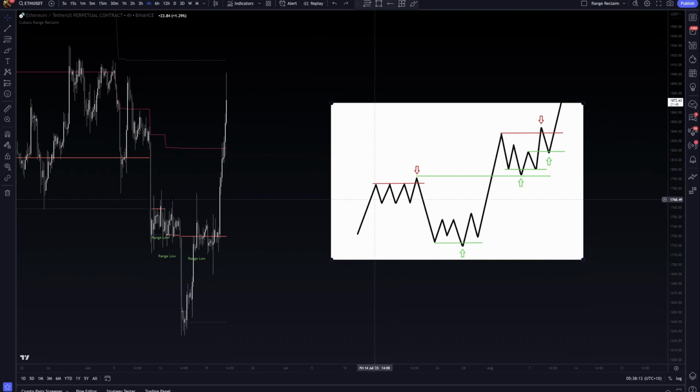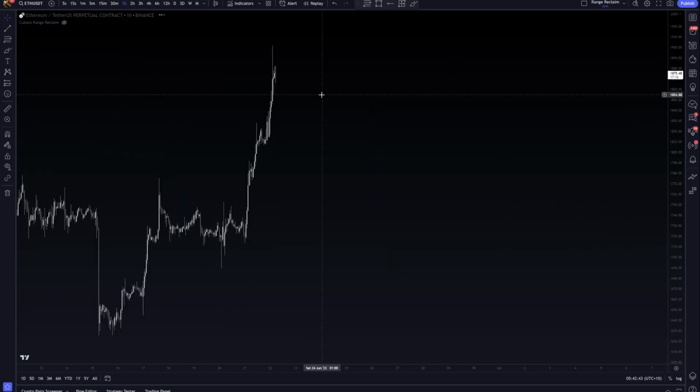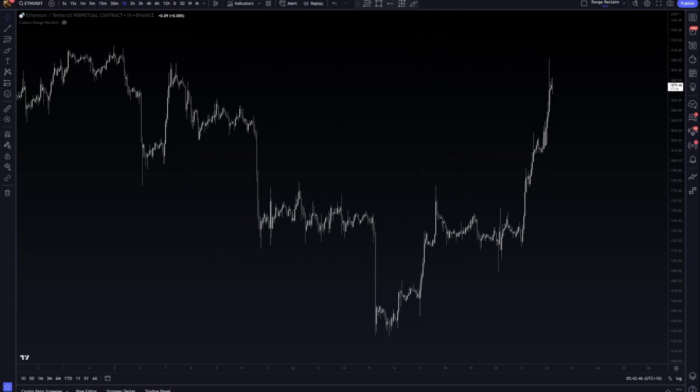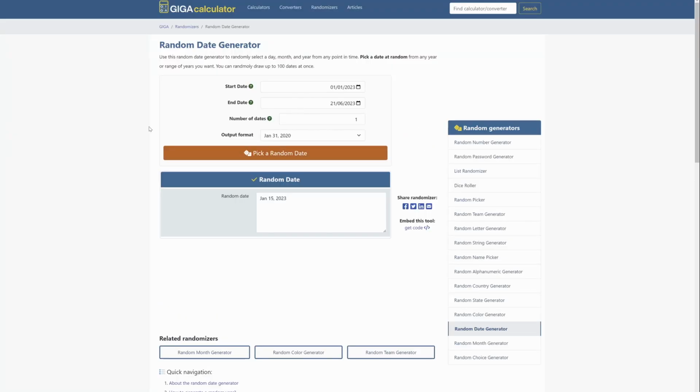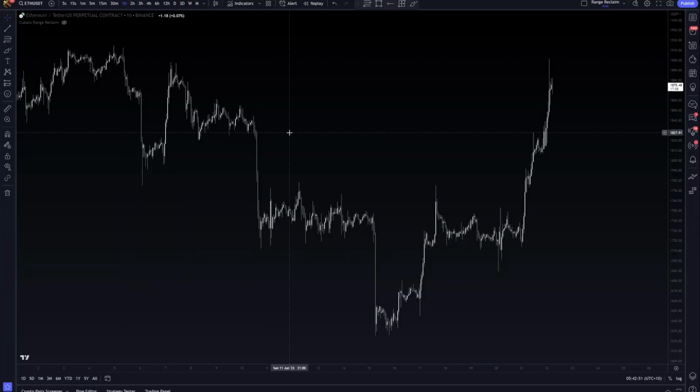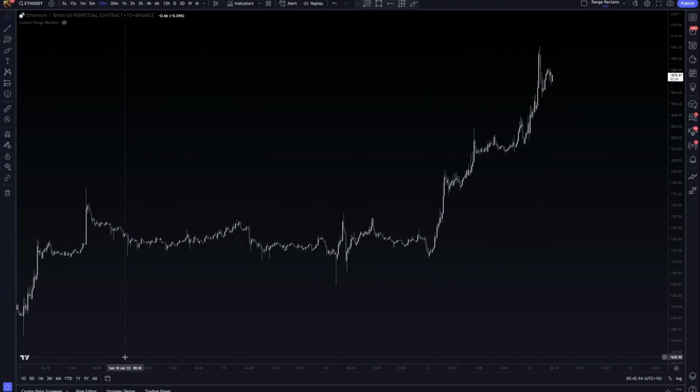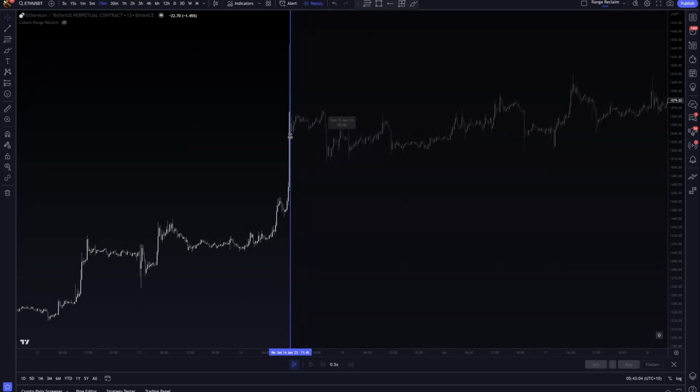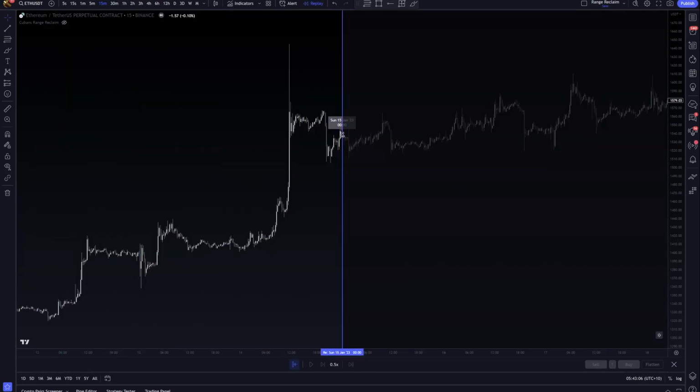Now, this is all well and good narrating all of these potential trades on a diagram that I had pre-drawn and knowing how this price action was going to play out. But let's see if we can find some examples of this range trading and how just the range reclaim indicator can help us out. Let's jump on the hourly chart and let's generate a random date here. So we've got, okay, so the 15th of January. So let's go down even further to the 15-minute chart and let's replay from the 15th of Jan.